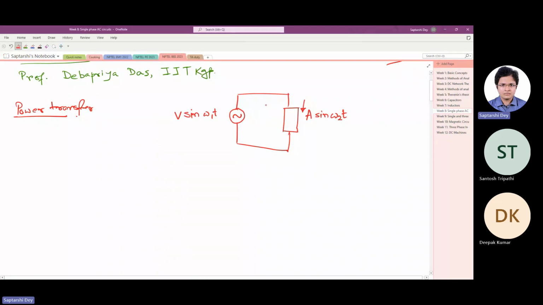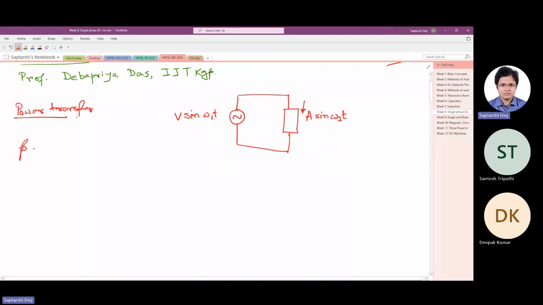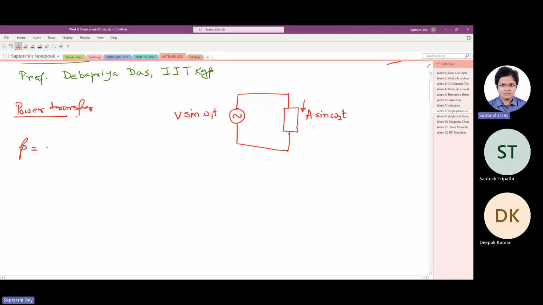You notice that I have kept omega 1 and omega 2 different. I am trying to make this situation as generic as possible. In reality, the load in most cases draws, along with the fundamental, some other harmonics. But let us just keep it like this: a voltage source at some frequency and the load drawing current at some other frequency. So what is the power that is being delivered to this load by the source?